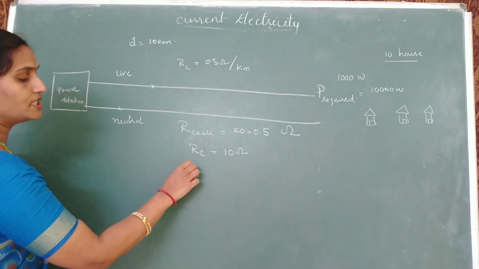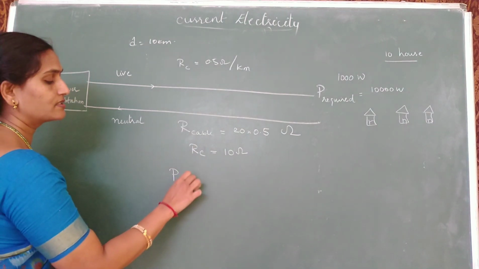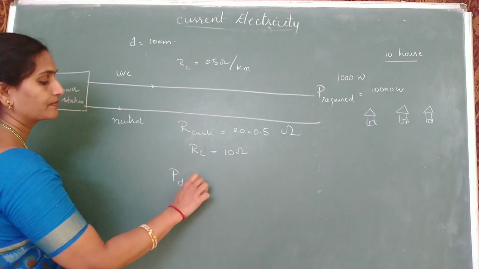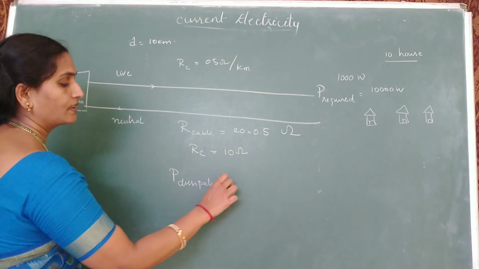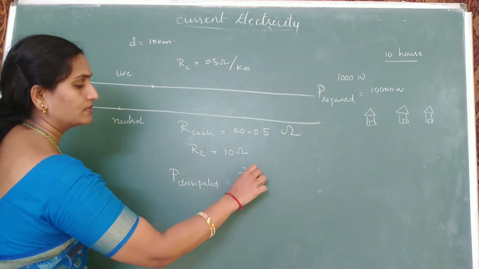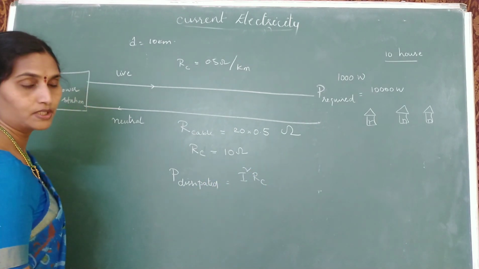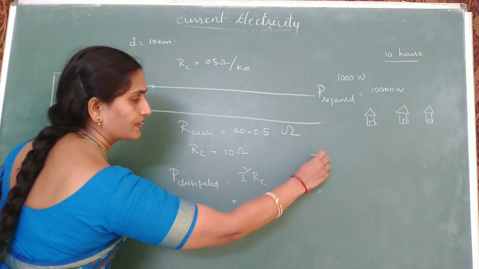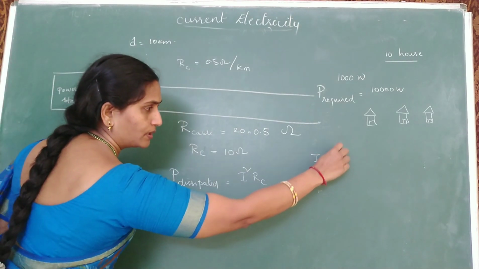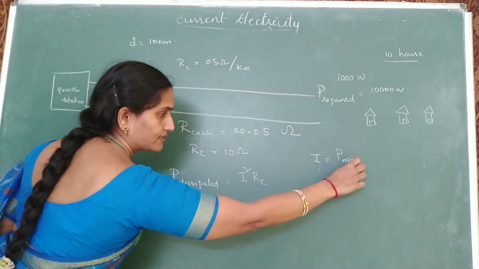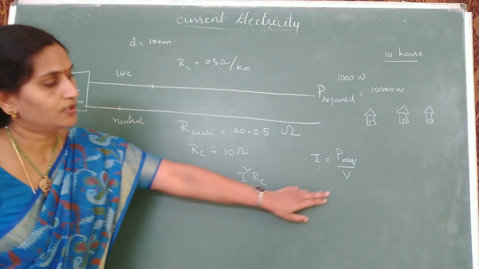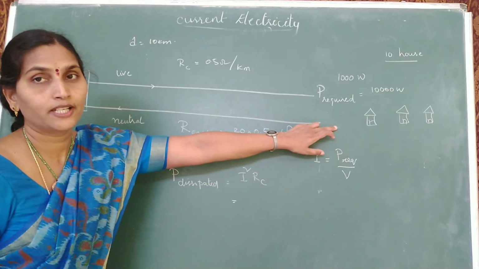Calculate how much energy or power is dissipated. Power dissipated is I square into resistance of cable. So now I will calculate the current. How to get the current? Current is equal to the power the village requires divided by the voltage at which it is using. At what voltage are we supplying it to the villages?